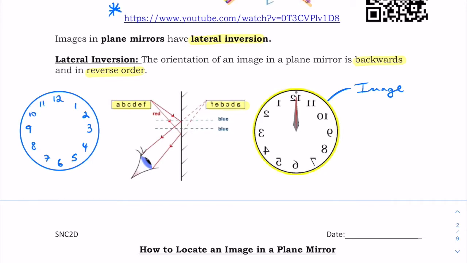Alrighty, so that's our original clock. I guess we can draw a clock hand as well. There we go. Hey, how is that? Not too bad, I would say. So look at the image now. You'll notice that all the numbers are backwards and they're in reverse order. So this is a property of all images in plane mirrors.